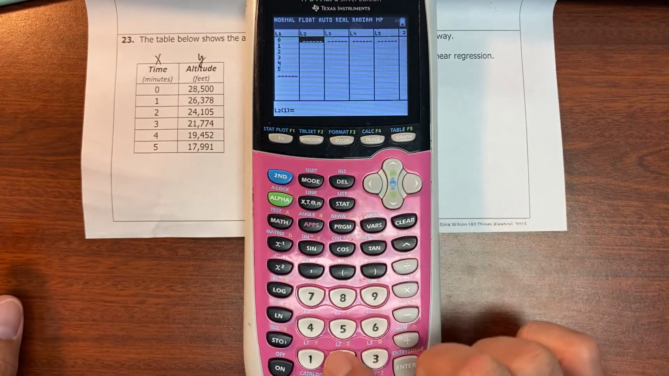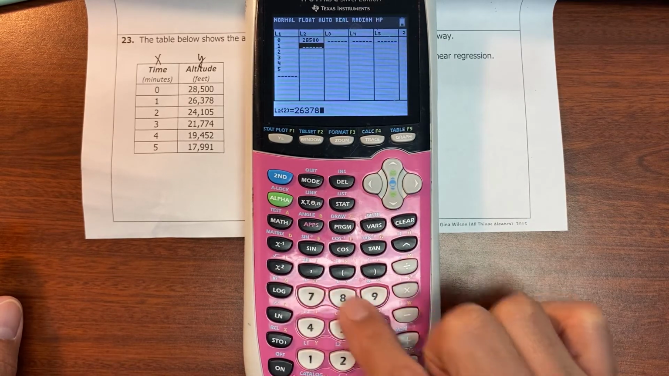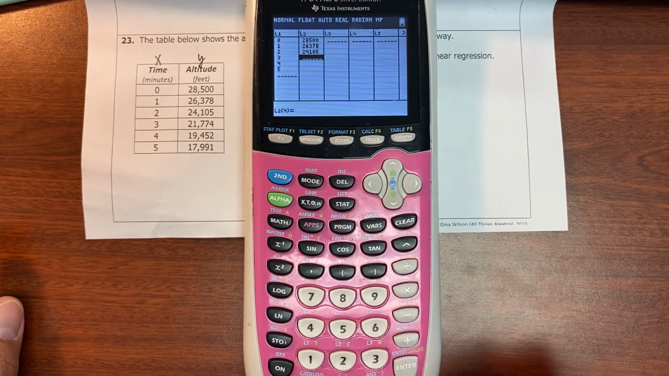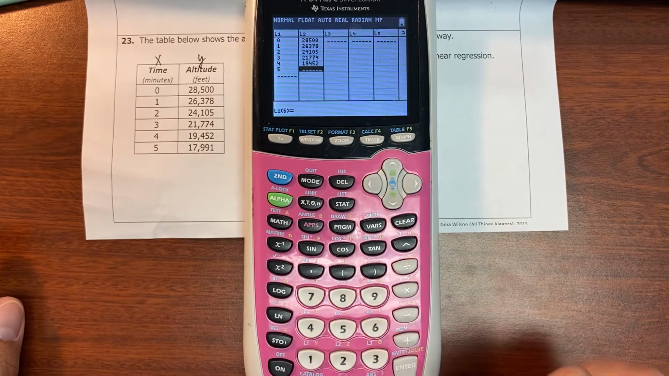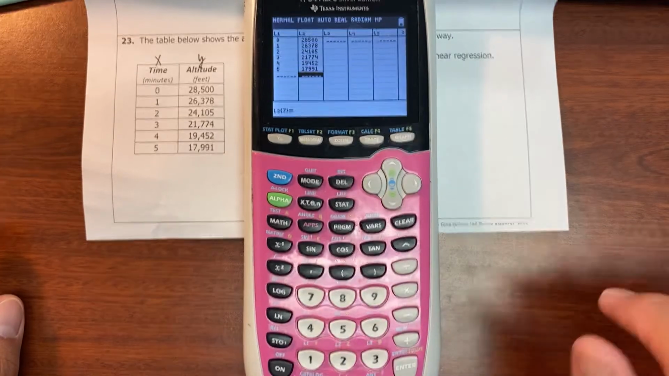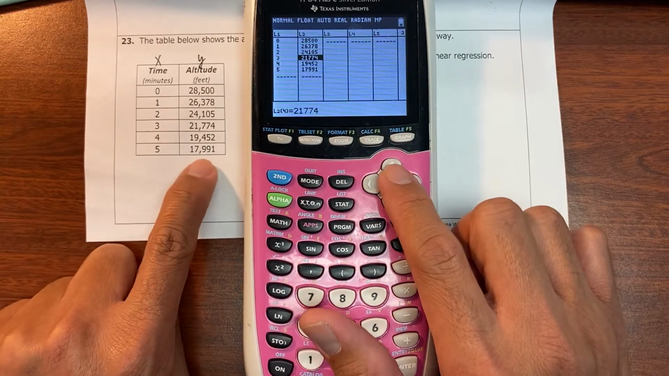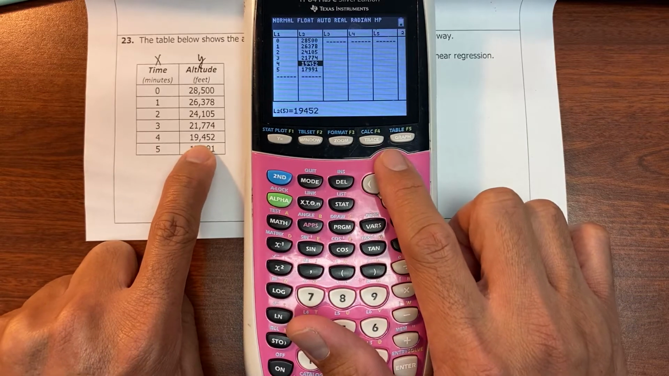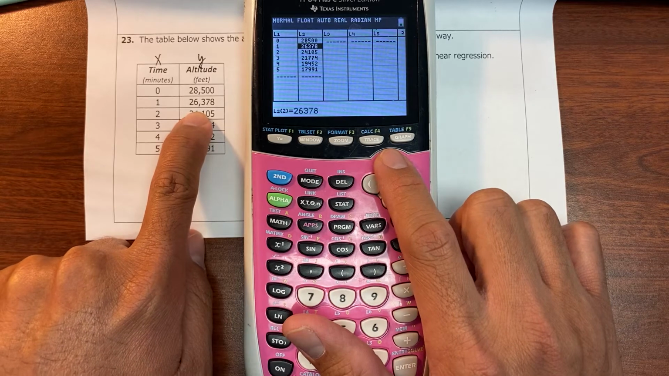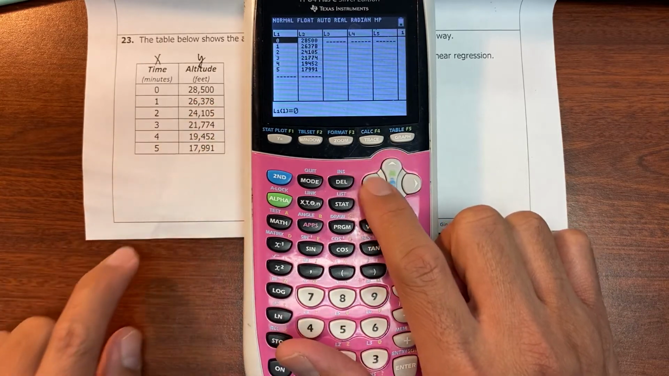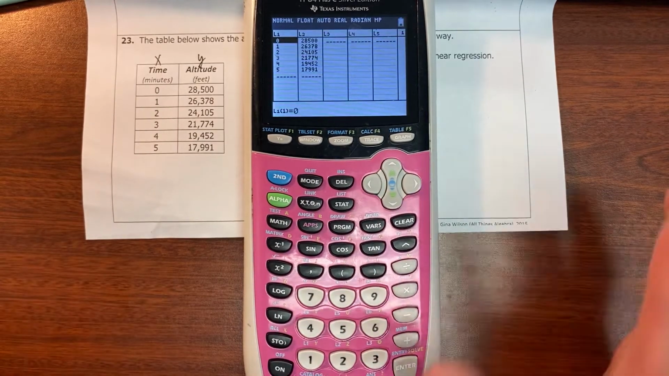For the L2, I'm going to type in 28,500, enter. 26,378, enter. 24,105, enter. 21,774, enter. 19,452, enter. 17,991, enter. Okay? Make sure that you have the right data on your calculator, because if it's wrong, your equation might be wrong, and then your answers on your paper or in your project might mess up, so we try to avoid that one. Okay, so I've checked it and everything looks good.